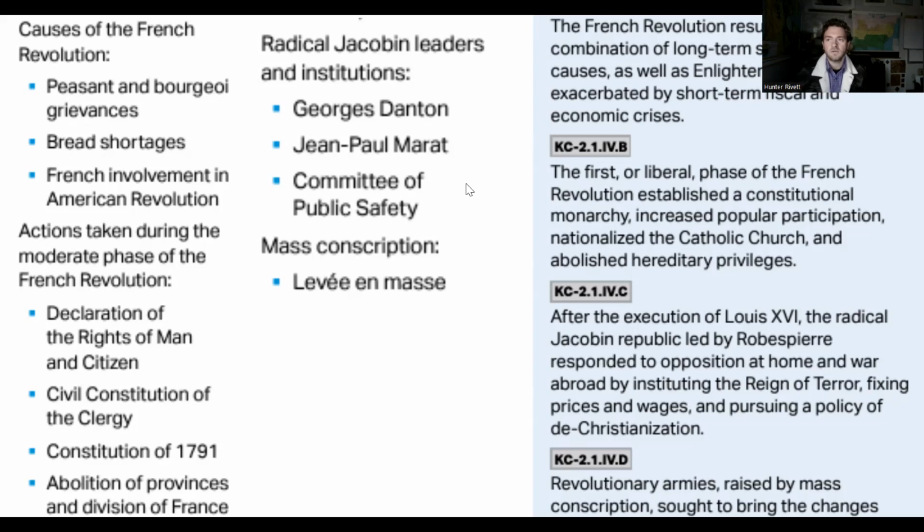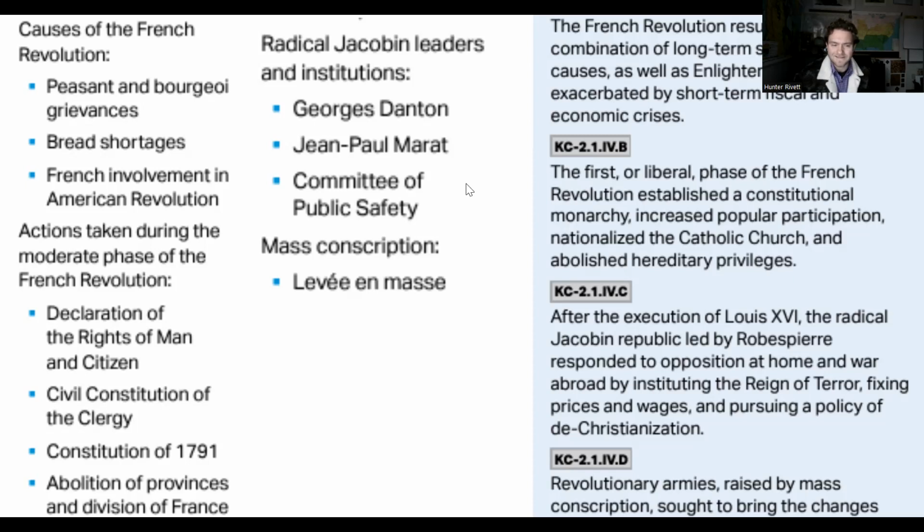We'll see some more radical revolutionary things at home as well, fixing prices and wages, de-Christianizing France, a very radical change from the past, right? And also we'll look at how they raised the revolutionary armies, conscription, and like I said, exporting the revolution abroad. Some specifics you need to know on those four main topics are peasant and bourgeois grievances, mainly economic, bread shortages, and the French debt caused by their involvement in the American Revolution.